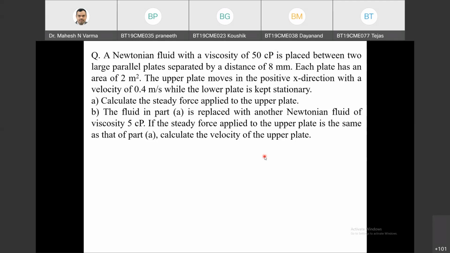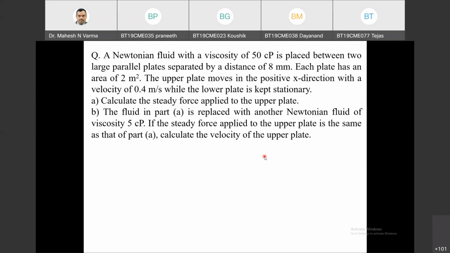Sir, velocity is 0.4 divided by 8 mm. 0.5 into 10 raised to power minus 4. 10 power minus 4 or 10 power 4? Yes, 10 to the power 4. Yeah, tell me.